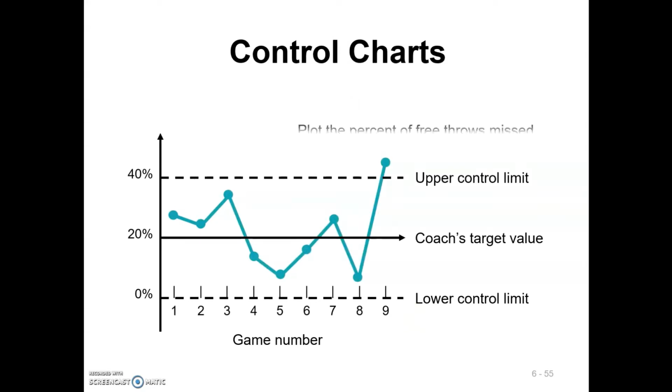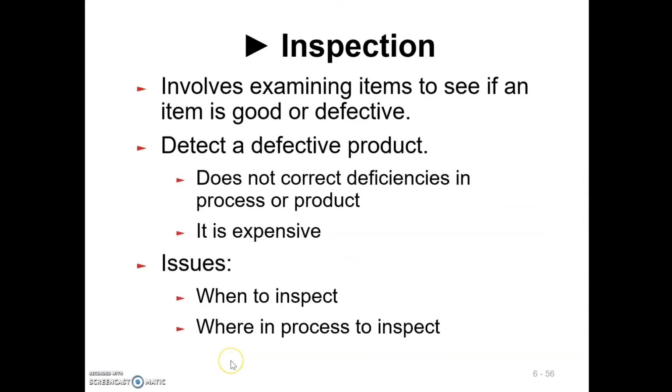So as you can see here, we have a control chart. In this case, it plots the percent of free throws missed. This is the example, and as I've mentioned before, if the measure is out of or exceeds the upper or lower control limit, then we identify that there is a problem.